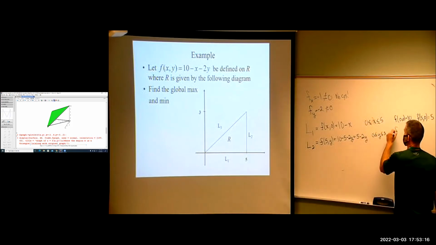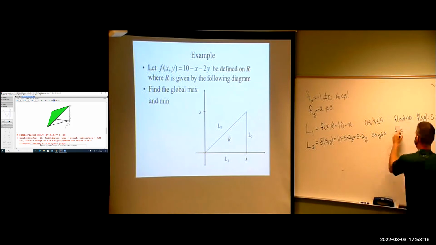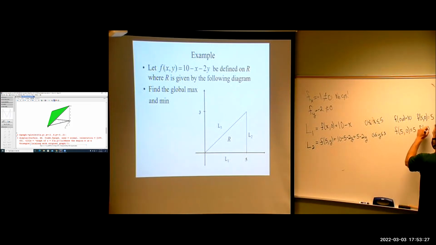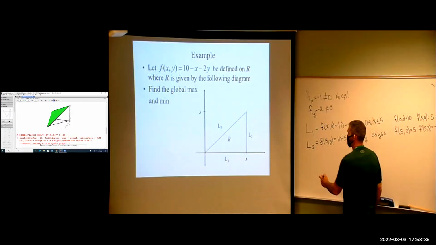So once again, we have f of 5 comma 0, which is 5, and f of 5 comma 3, which is -1. Starting to see those answers that we saw in Maple show up. All right, L3.